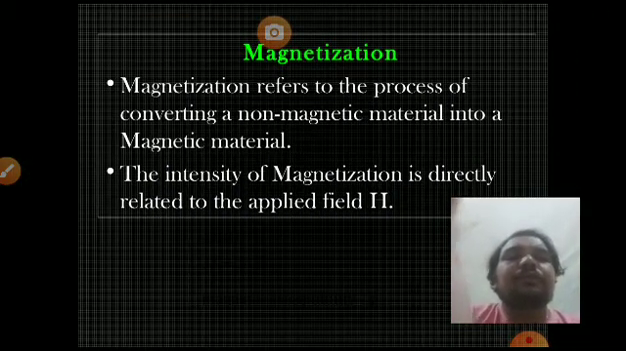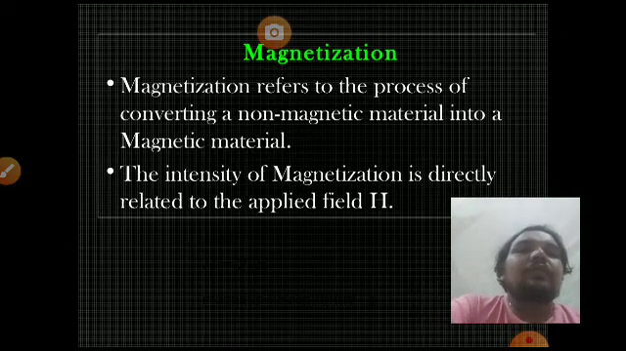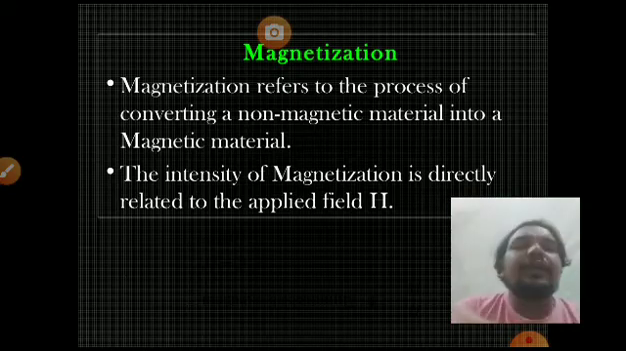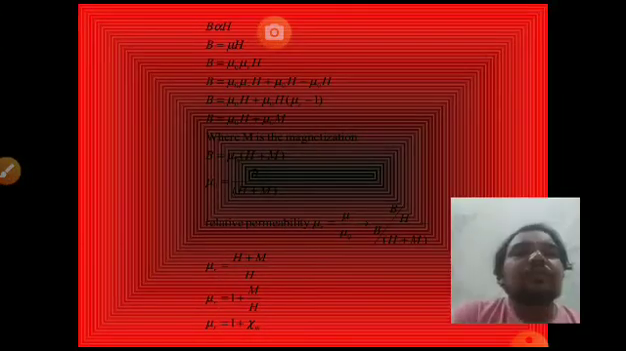Magnetization refers to the process of converting a non-magnetic material into a magnetic material. The intensity of magnetization is directly related to the applied field H. That is, B is directly proportional to H.